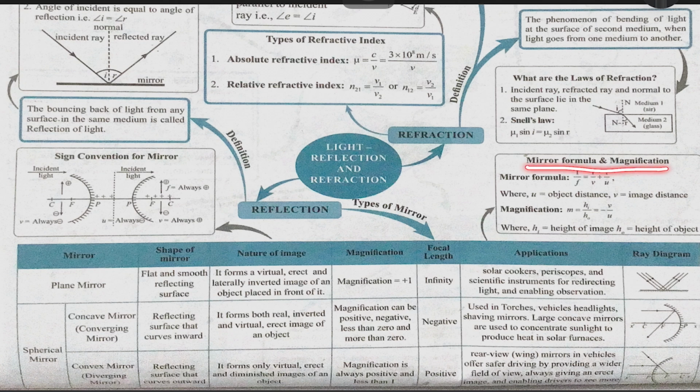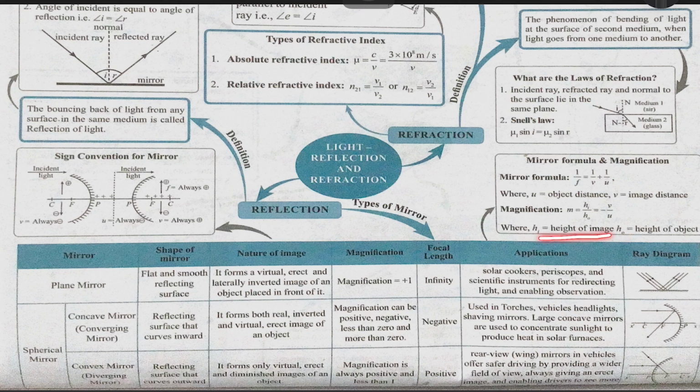Coming to the last concept with respect to reflection, it is mirror formula and magnification. Mirror formula is 1 by f is equal to 1 by v plus 1 by u, where u is the object distance and v is the image distance. What about magnification? It is h dash by h, that is nothing but height of the image by height of the object, which is equal to minus v by u. The negative sign is there in the formula itself for the mirror. v is again the image distance and u is the object distance.